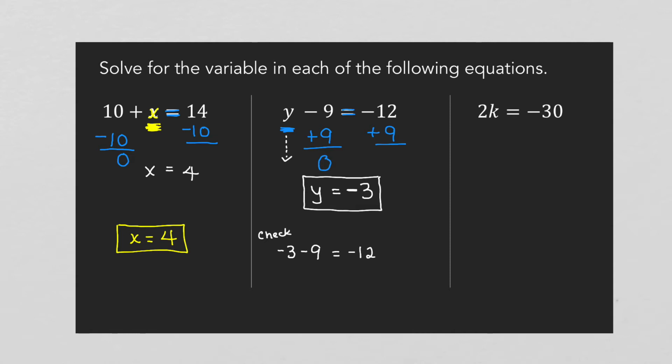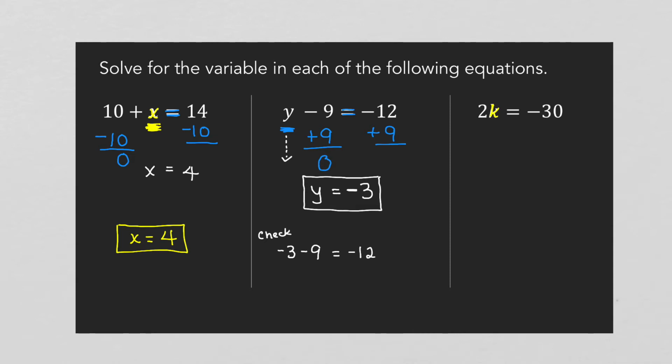All right, one more simple linear equation. Here we go. 2k equals negative 30. Can you see what value k needs to be? 2 times what equals negative 30? Now, some of you might see it right away. But for those that don't, we're going to go ahead and use a property of equality to complete this equation.